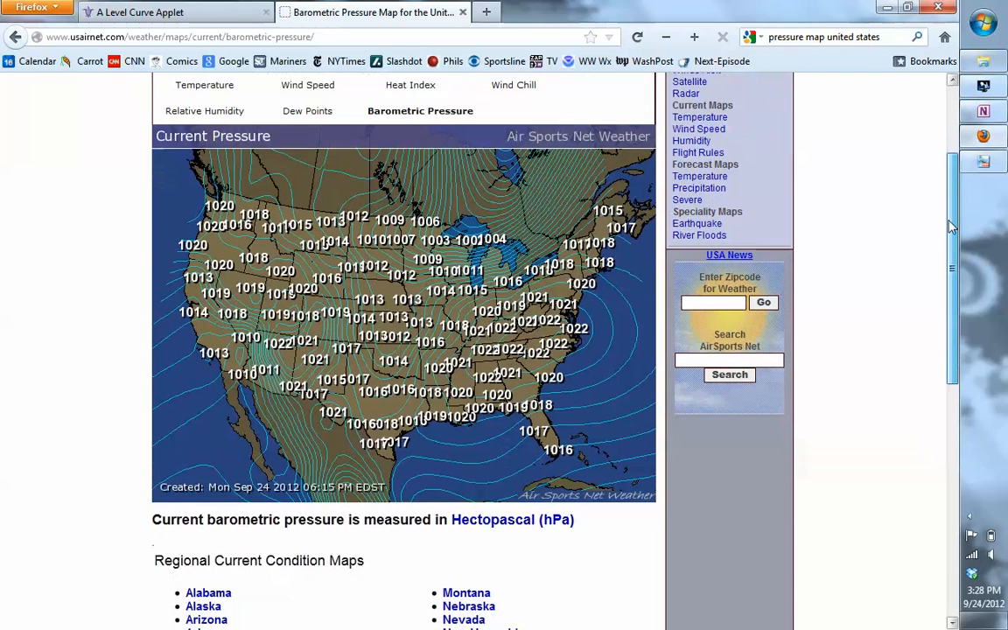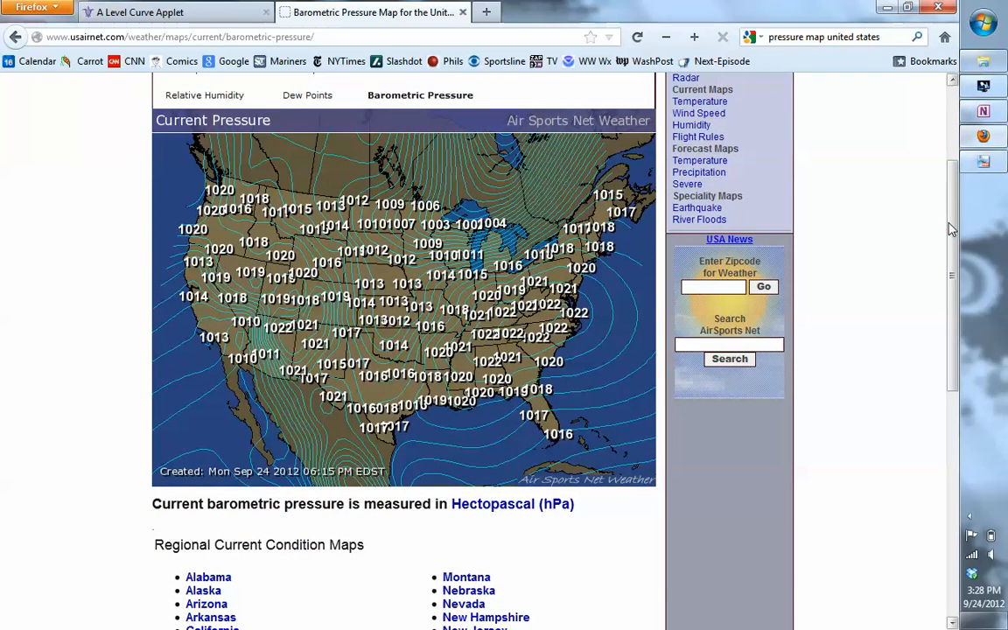Okay, so you've probably looked at this your whole life and never really thought about what was going on here. This is a pressure map of the United States right now. If you follow one of these lines, the pressure along this line is 1017 millimeters of mercury. If you follow this line, it's 1016, and so on. I don't think these lines are uniform. They might be. 16, 17, 18, 19. Yeah, so I think each line is separated by a millimeter of mercury.